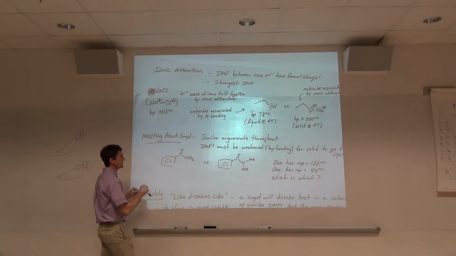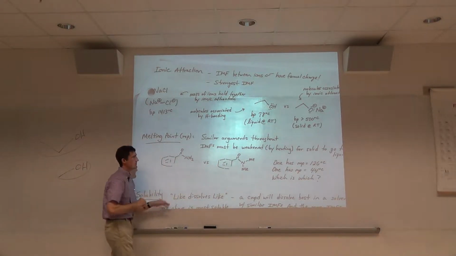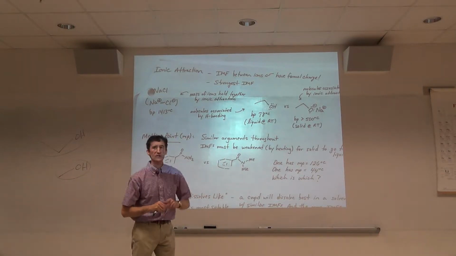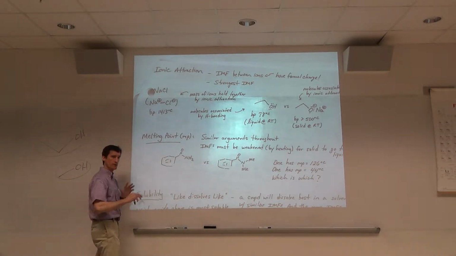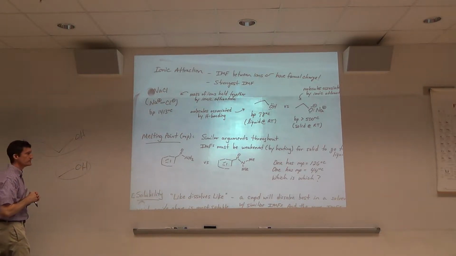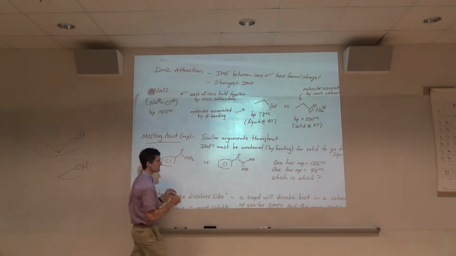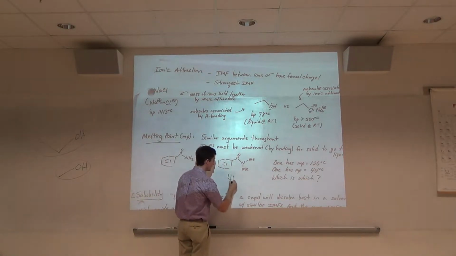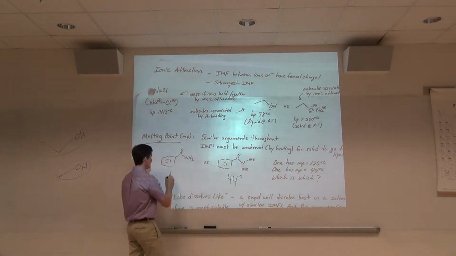So let me ask you, which one of these would you expect to have a higher melting point? They're both amides. One of them is 44, one of them is 126. It's like we're playing The Price is Right. Which one's 44? Right. Okay, good. 44. Why? No hydrogen.